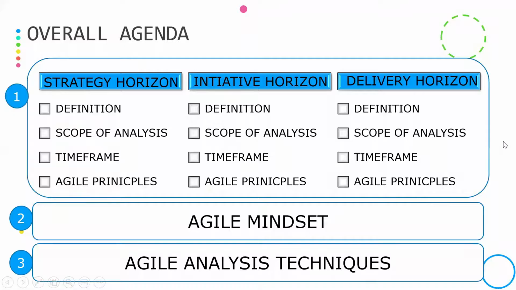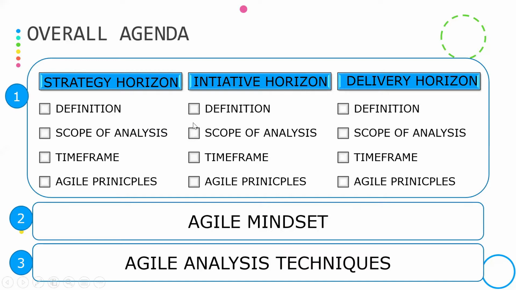of Agile Analysis Certification. In the previous videos, we have talked about strategy horizon and initiative horizon. In this video, I will talk about delivery horizon, where the actual implementation happens, where most of the business analyst works. And that's also one reason why you will get maximum number of questions from delivery horizon in your examination. So let's get started. Let's look at our overall agenda.